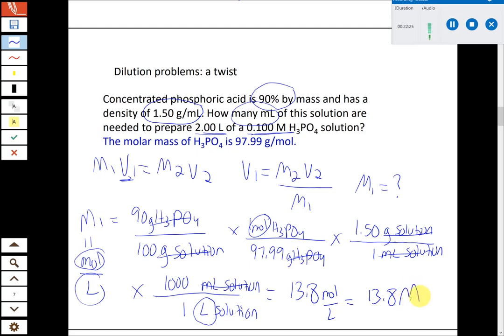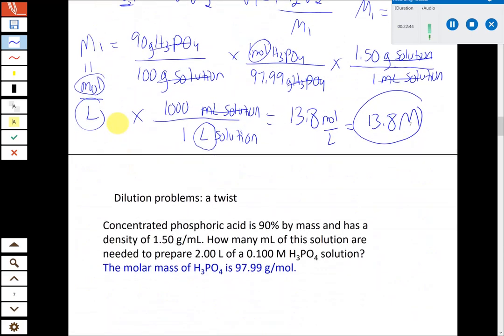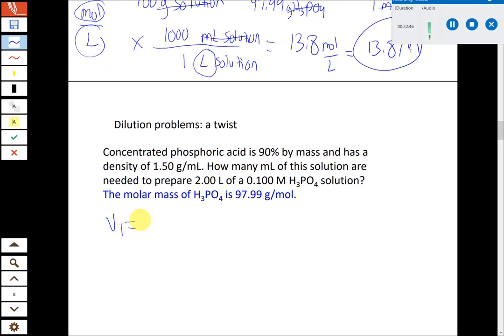Okay? So in this case, we do not directly have M1, but now we know what the number is, 13.8 molar. So once we have the initial molarity in the correct units now of moles per liter, we can just use the dilution equation that we already introduced in this problem. All right, so the way that works is we're going to, again, find V1, the volume of the more concentrated solution we need for this dilution. And now we have all the quantities we need, okay? So it's going to be M2 and V2 is 0.1 molar is the final molarity. And the final volume is 2 liters.